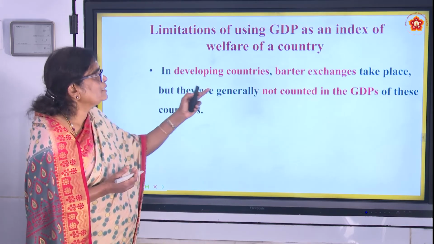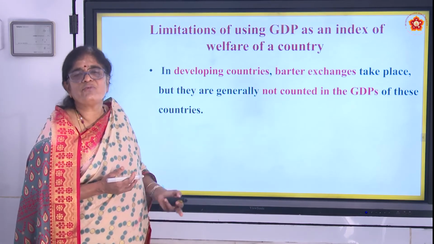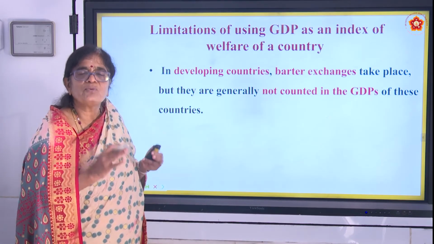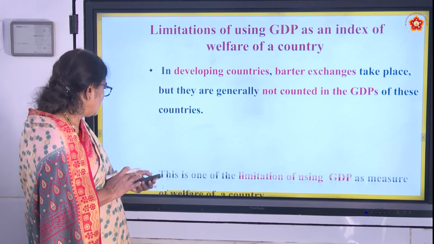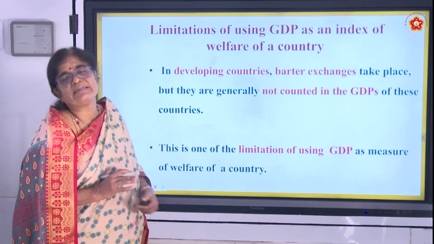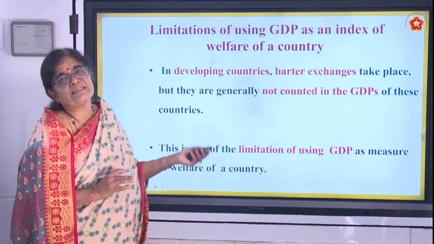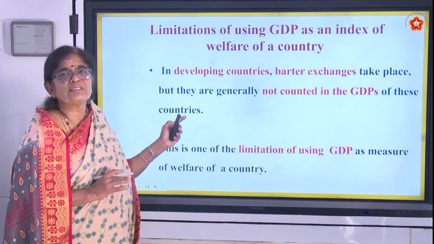In developing countries, barter exchange takes place, but it is generally not counted in the GDP. You know why it is not counted? Because GDP only takes monetary values. This is one of the limitations of using GDP as a measure of the welfare of a country. This is the second limitation, called non-monetary exchanges. I hope you understood these non-monetary exchanges.